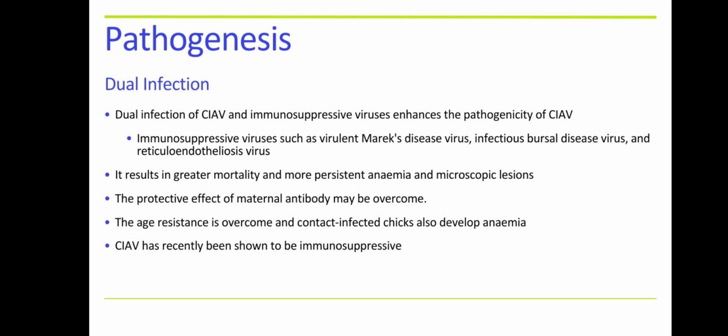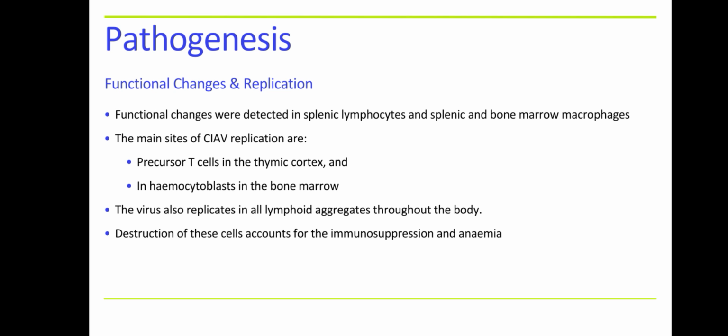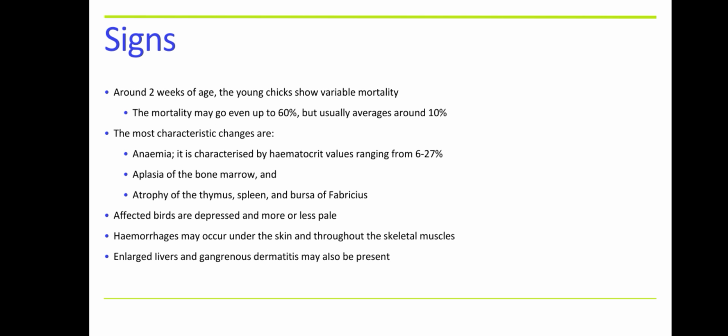Chicken infectious anemia virus has recently been shown to be immunosuppressive. Functional changes and replication: functional changes were detected in splenic lymphocytes and in splenic and bone marrow macrophages. The main sites of virus replication are precursor T cells in the thymic cortex and hemocytoblasts in bone marrow. The virus also replicates in all lymphoid aggregates throughout the body. Destruction of these cells accounts for immunosuppression and anemia.